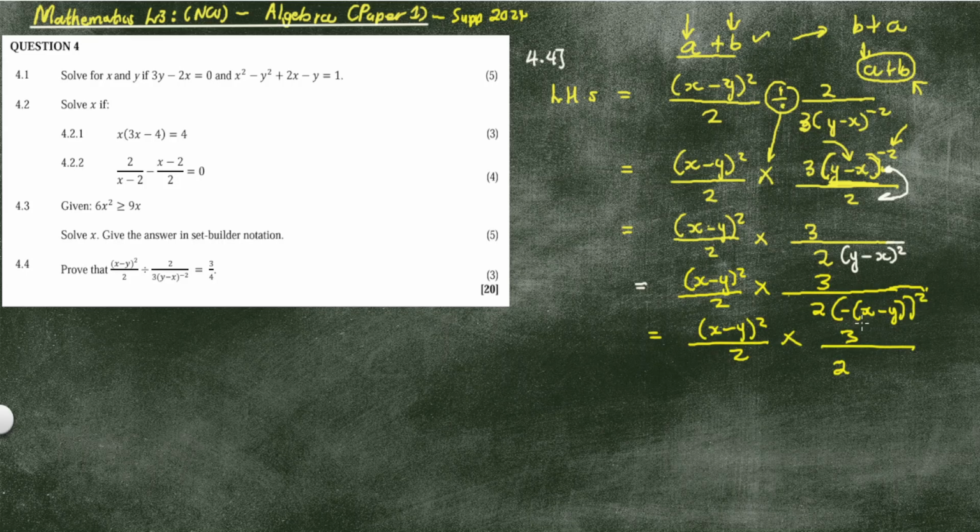So, in this case, I have this bracket. Inside this bracket, I have a negative expression, and the bracket is squared. Anything squared gives me a positive value. A minus 1 squared gives me a positive 1. A minus 3 squared gives me a positive 9. This is what I'm trying to say. So simplifying this would give me (x minus y) squared, right?